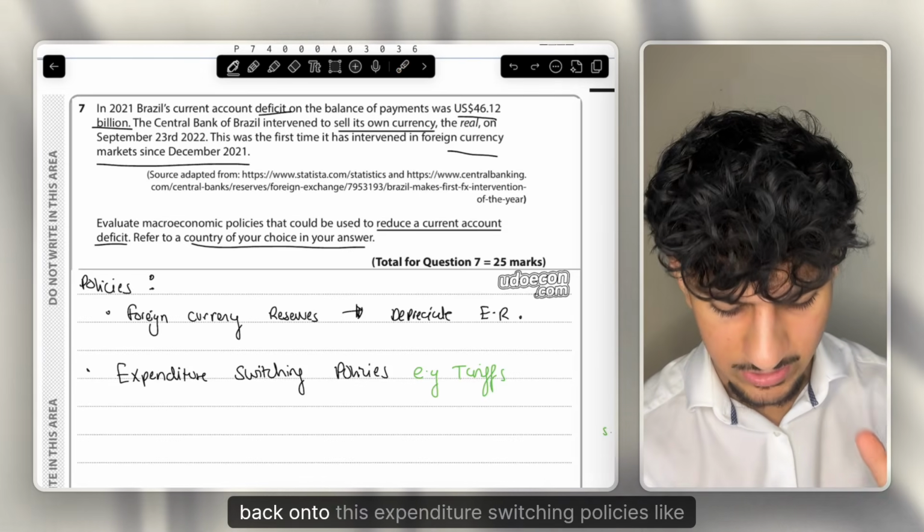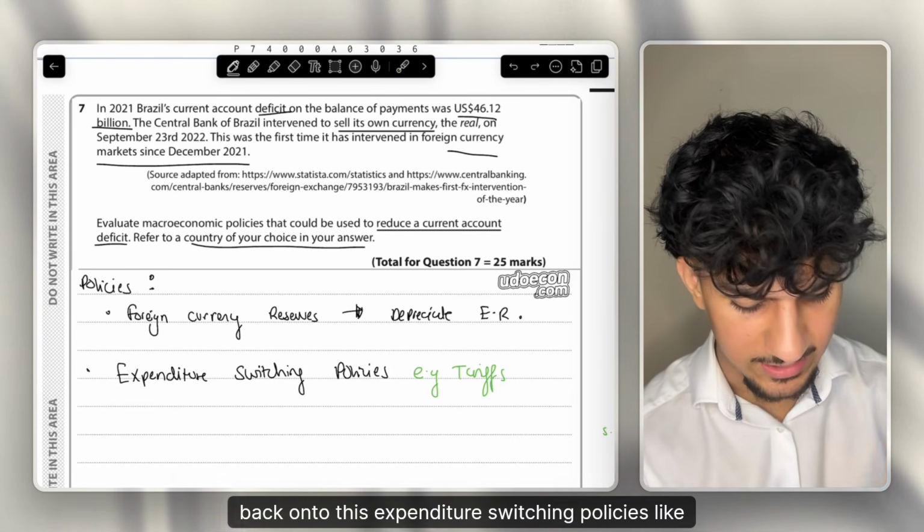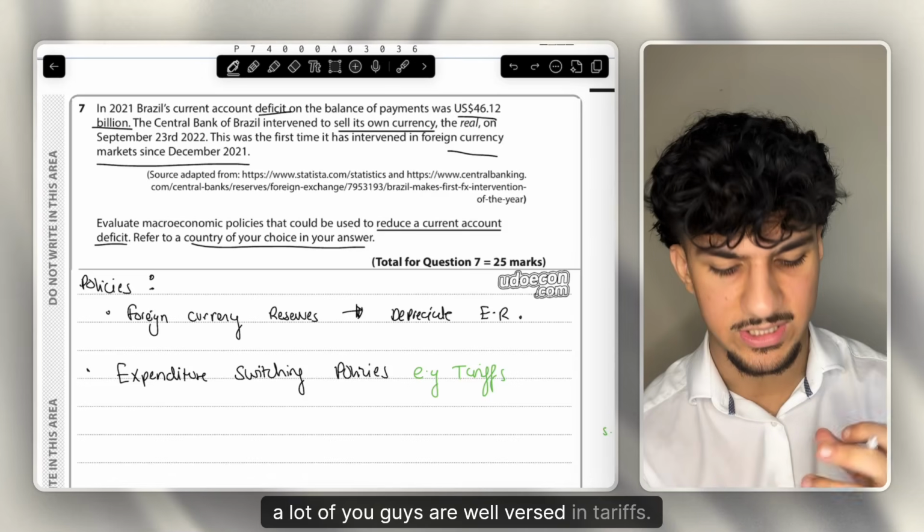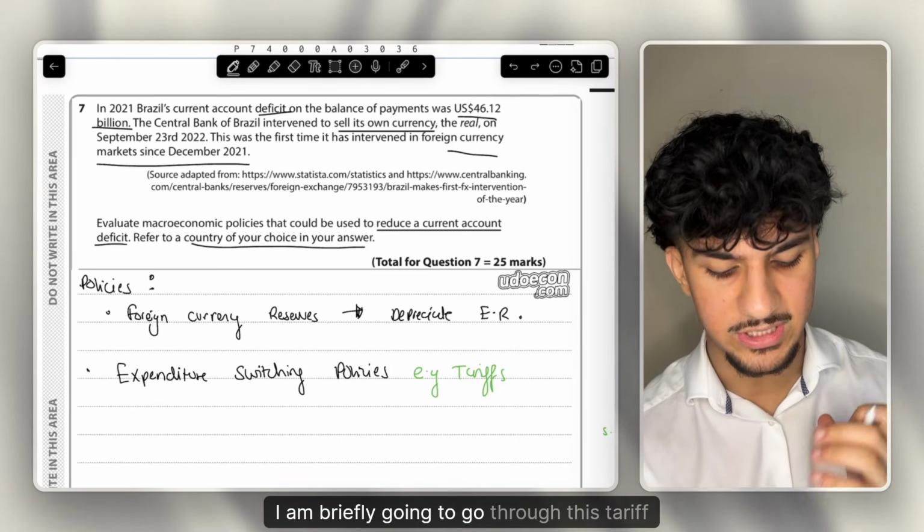But back onto this. Expenditure switching policies like tariffs. Like I said, a lot of you guys are well versed in tariffs. I am briefly going to go through this tariff paragraph.